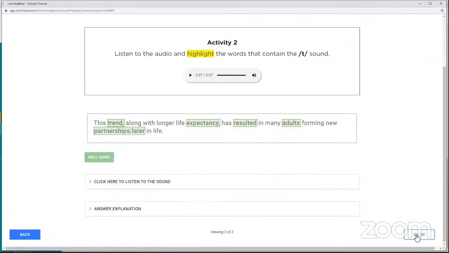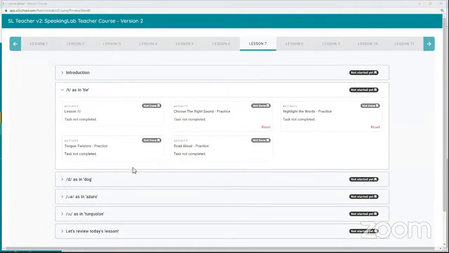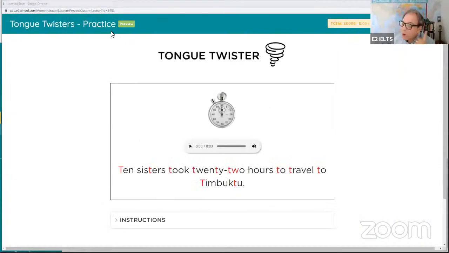Yes, good work, everyone. Okay, can we keep up? Alrighty, now in this one, our tongue twister practice is our production section. So remember, we became aware of the sound. Now we're going to produce the sound. So listen and repeat.